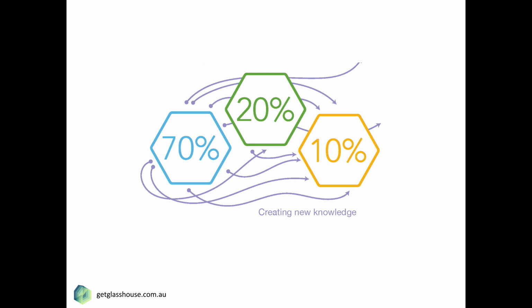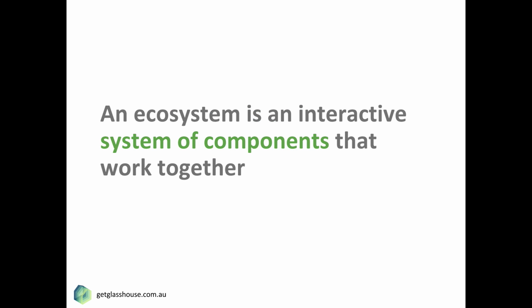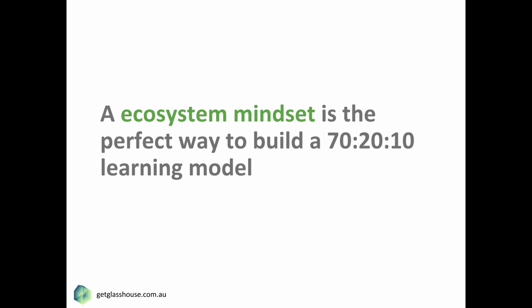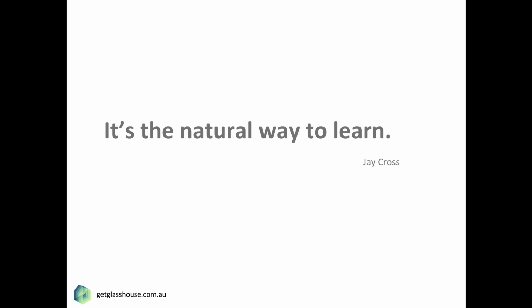Now, the bringing together of all of this is what I think of as that ecosystem. It's a really nice way of thinking about it, because essentially the 70-20-10 model says there are multiple parts. So how do we bring these multiple parts together? And I personally find this ecosystem approach to be the perfect way to do this. To paraphrase J. Cross, I think it is a natural way to learn.